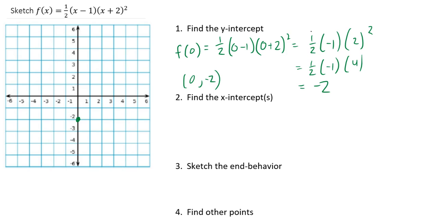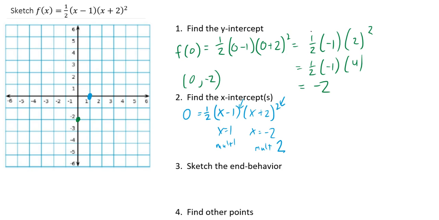Next, I find the x-intercepts. The x-intercepts I find by looking at the zeros. X-intercepts and zeros correspond. It looks like the zeros are 1 and negative 2. 1 has a multiplicity of 1. Negative 2 has a multiplicity of 2. There's an invisible 1 in the exponent. So I know multiplicity of 1 means it'll cross at 1.